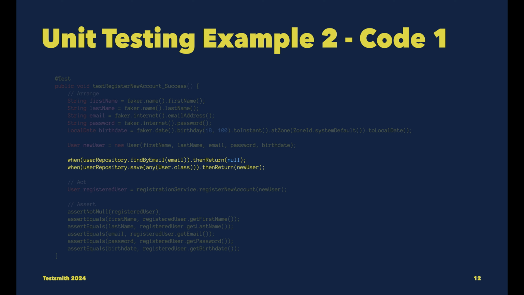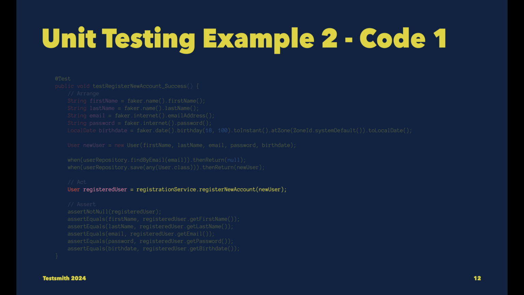The first when statement specifies that when findByEmail is called with the generated email, it should return null, simulating that no existing user with that email is found. The second when statement specifies that when save is called with any user object, it should return the user object, simulating the successful saving of the new user.